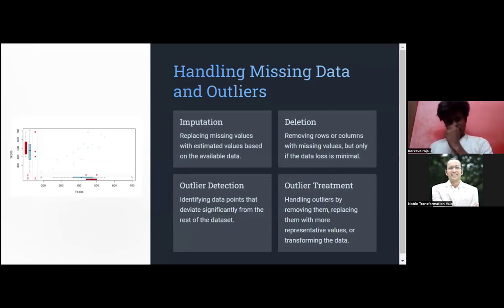Okay. So this is a continuation session. Please watch both of the previous videos so that you can have a better understanding of what we are doing now. Okay, so what we're going to see today is, the first thing, handling missing data and outliers.